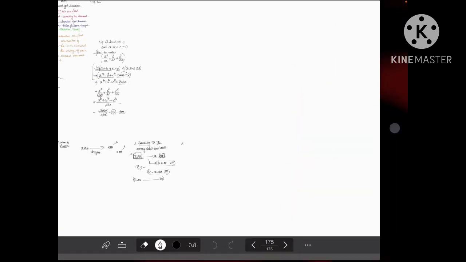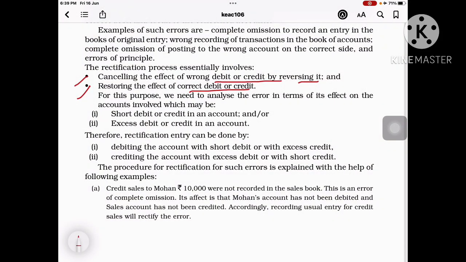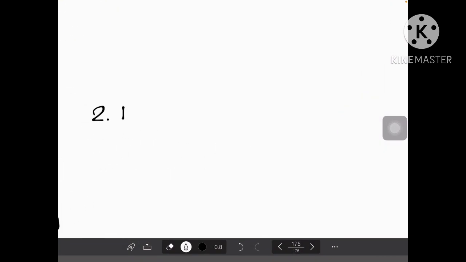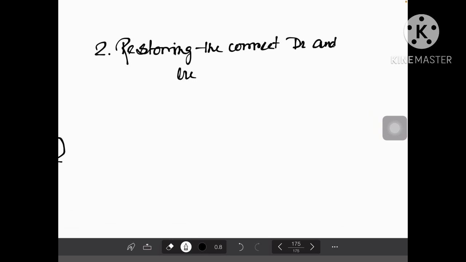Coming to step number 2, it is written very simply: restoring the effect of correct debit and credit. Restoring the correct debit and credit. Okay, so how could you do it?